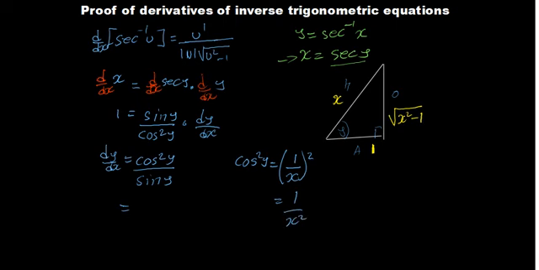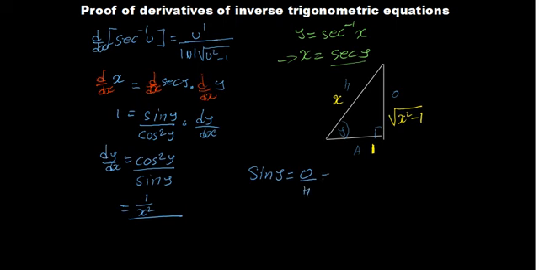So here what we have is 1 over x squared over, remember to say we still have sin y on the denominator there, and we have to find out what it is as well. So sin y in this case is equal to the opposite over the hypotenuse. What's our opposite? Our opposite is the square root of x squared minus 1, divided by our hypotenuse, which is x. So we say we have something like this: the square root of x squared minus 1 divided by x, like that.